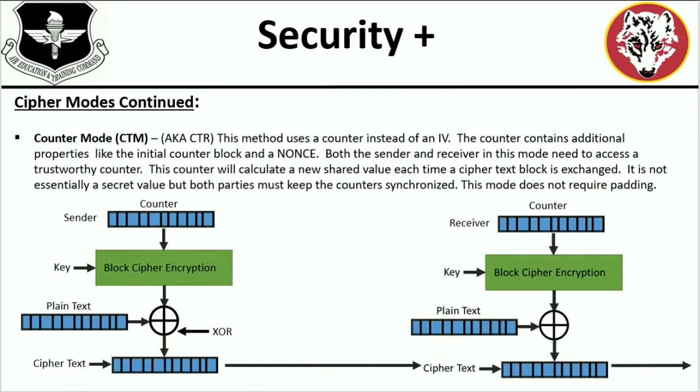Now continuing on, we have CTM, or counter mode. This is also known as CTR. This method uses a counter instead of an IV. The counter contains additional properties like the initial counter block and a nonce. Both the sender and receiver in this mode need to access a trustworthy counter. This counter will calculate a new shared value each time a ciphertext block is exchanged. It is not essentially a secret value, but both parties must keep the counter synchronized. This mode does not require any padding.